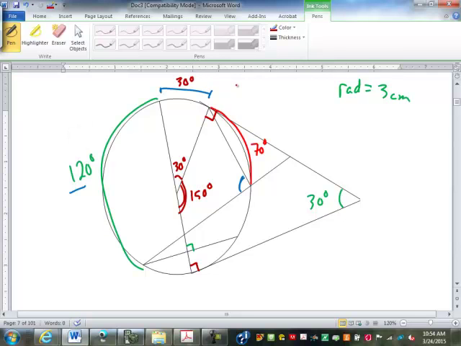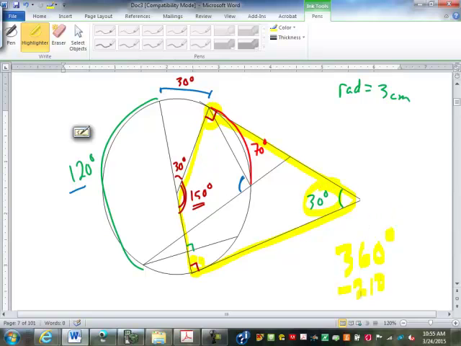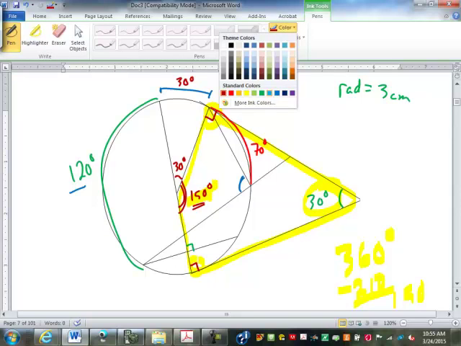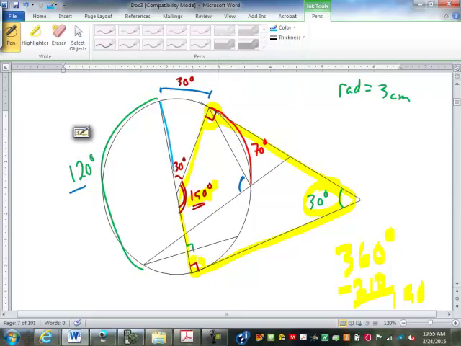Do you see where I got the 150 here? Okay. This is a 4-sided figure. A 4-sided figure has a total of 360 degrees for the angle sum. I've got 90, 90, and 30 is 210. Subtract 210 from 360 is 150. Once I know that's 150, this is a straight line, so this one has to be 30.